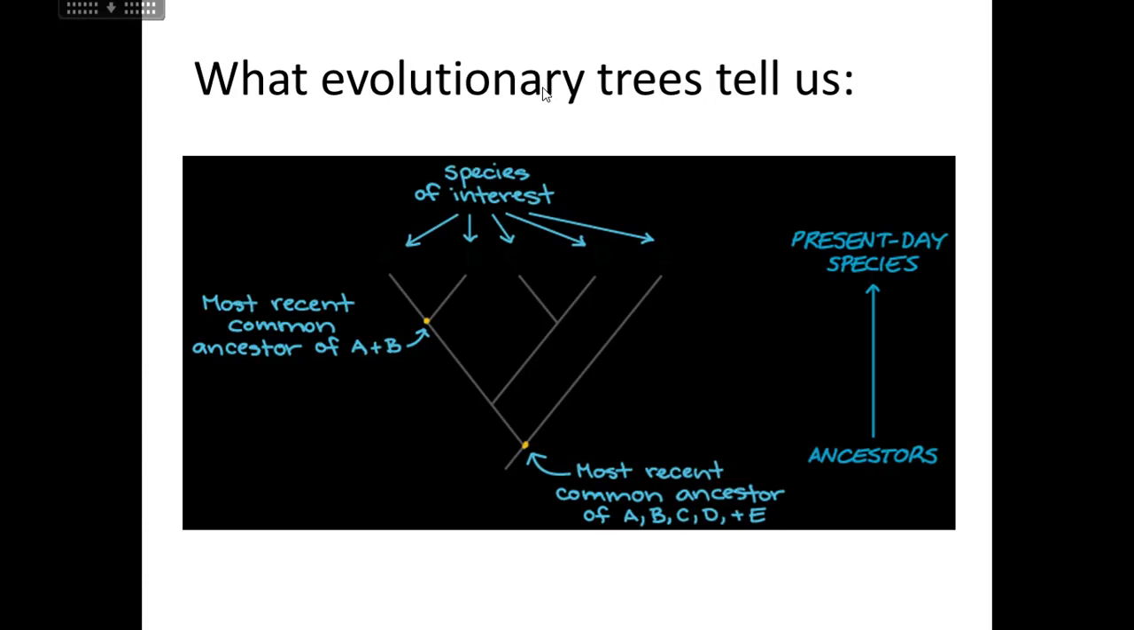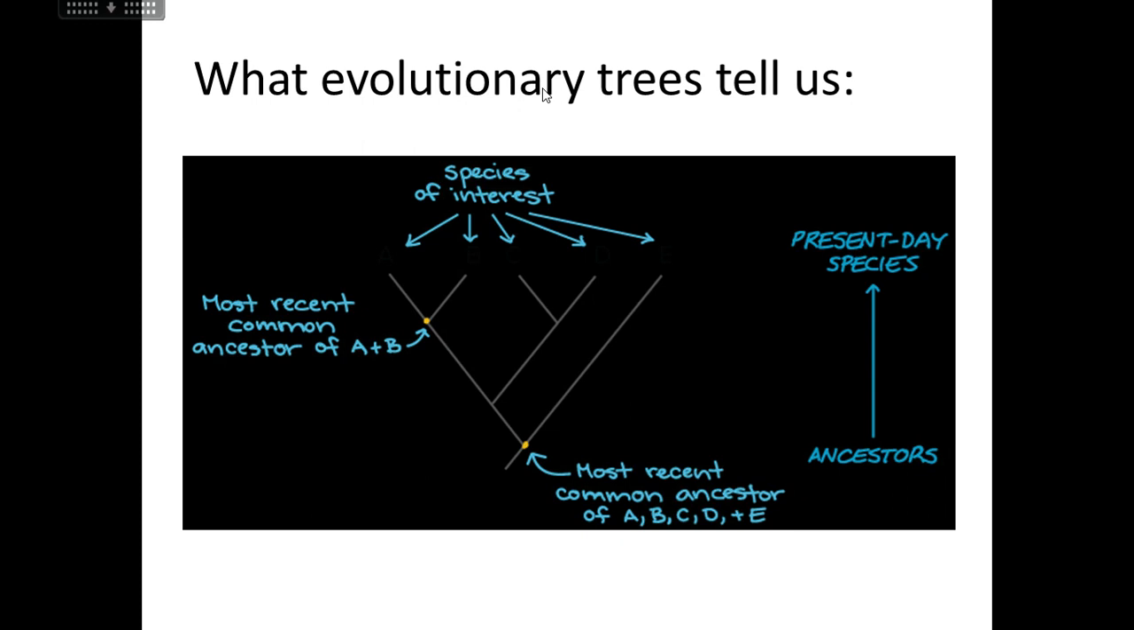And one looks a bit like this. It's the opposite way round to a family tree. In a family tree, if you imagine, the youngest or most recent offspring are at the bottom, whereas in an evolutionary tree, the most recent species are actually at the top.